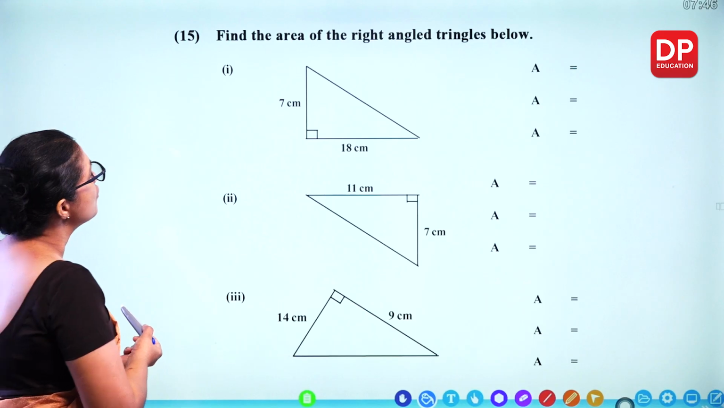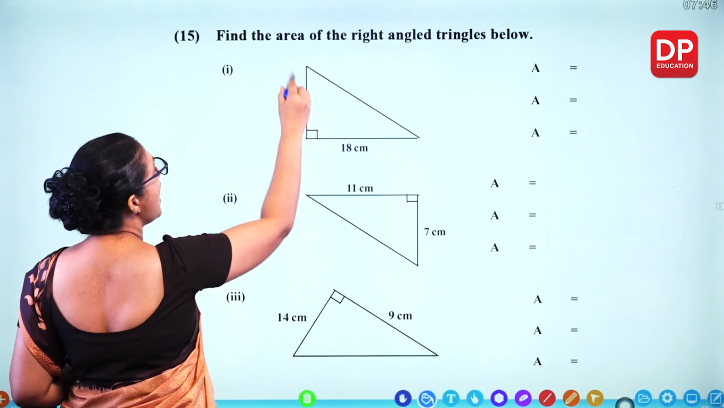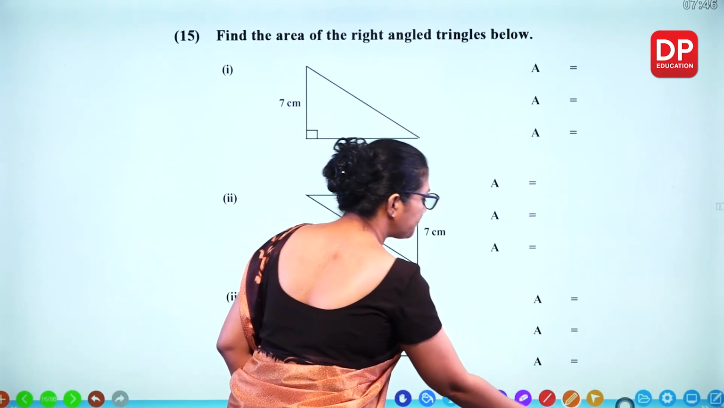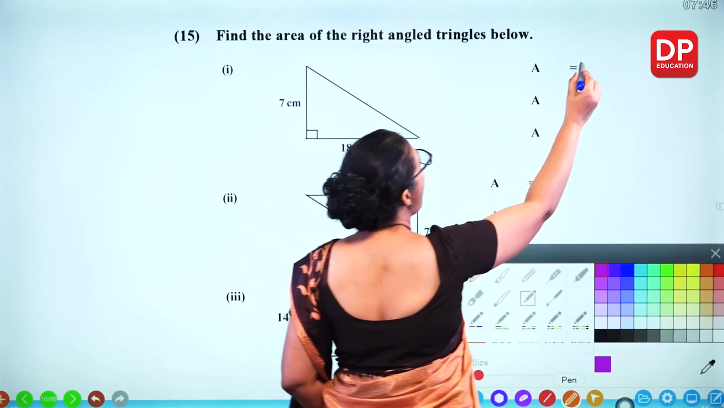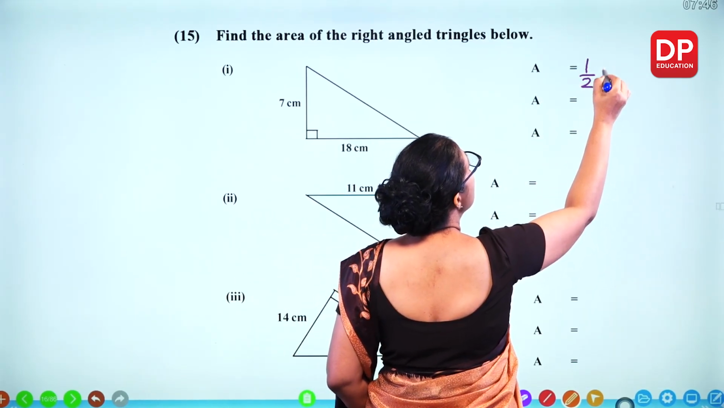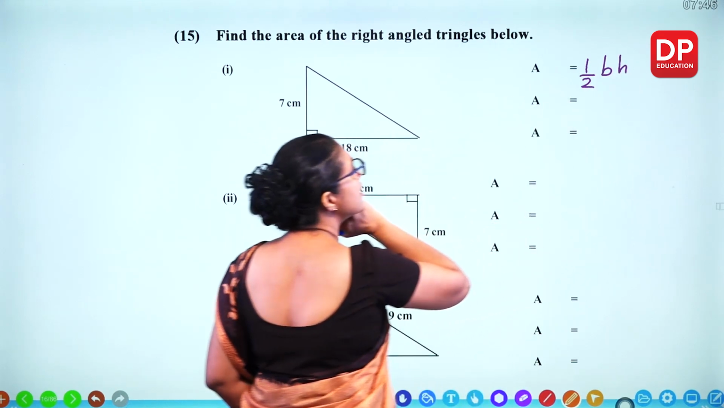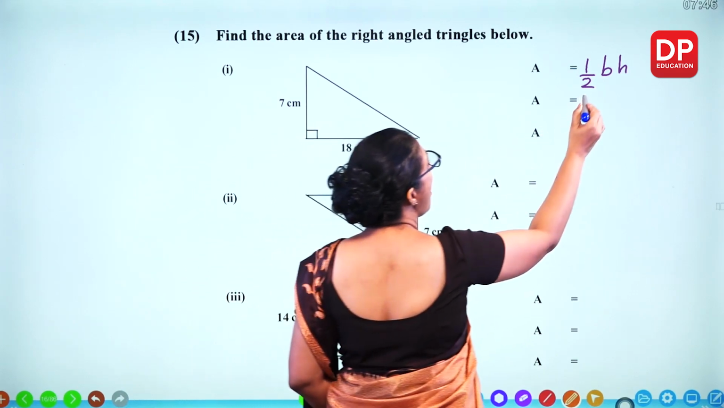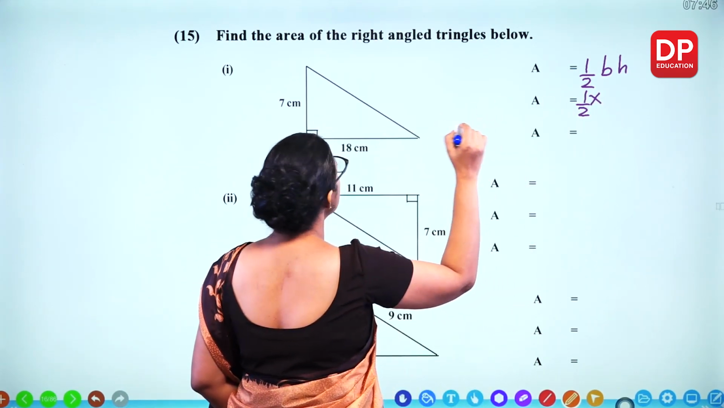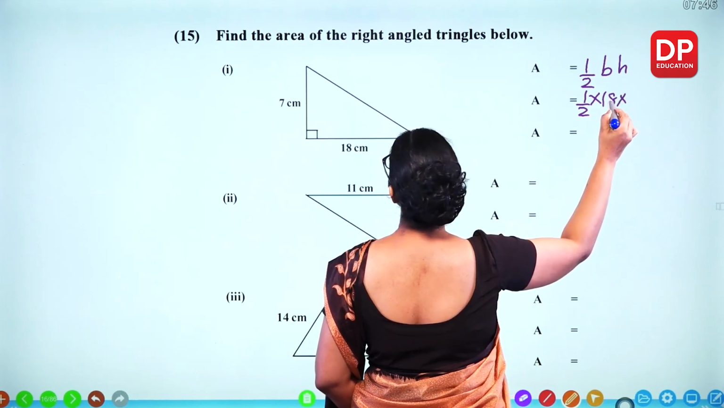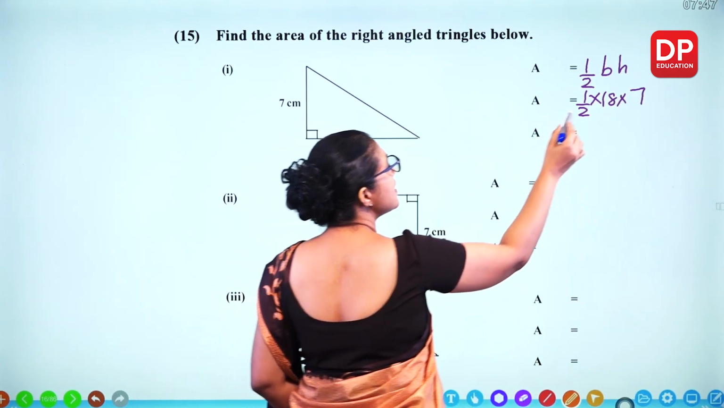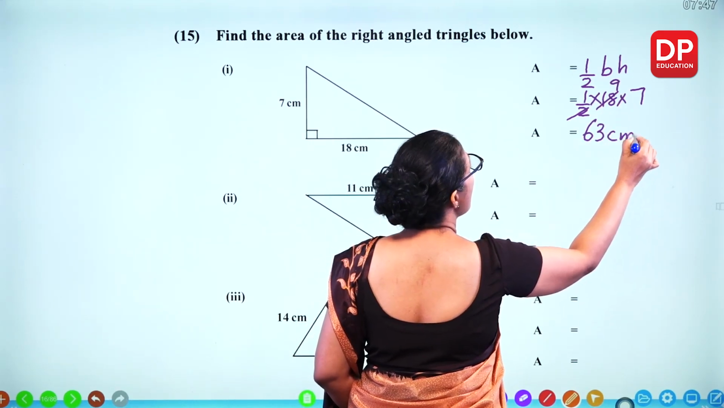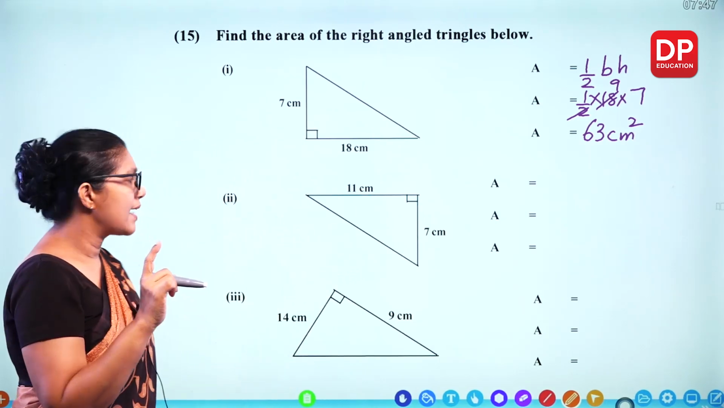Look at this one. The given base is 18 and the perpendicular height is 7 in this triangle. So what's the area? Area is half base into perpendicular height. I'll take B as base and H as the perpendicular height. Half times, what's the base? 18. What's the height? 7. Now we can see 2 times 9 here. 9 times 7, 63 square centimeters is the area of the right angle triangle.